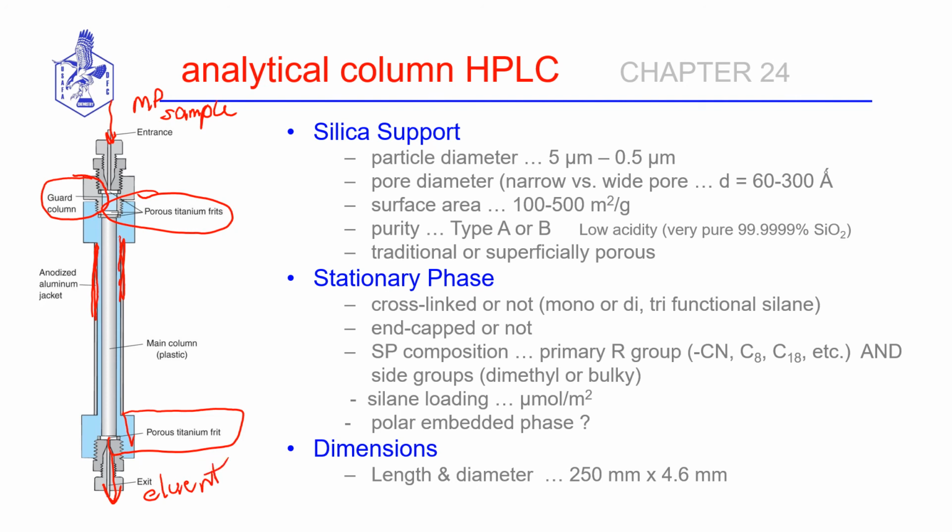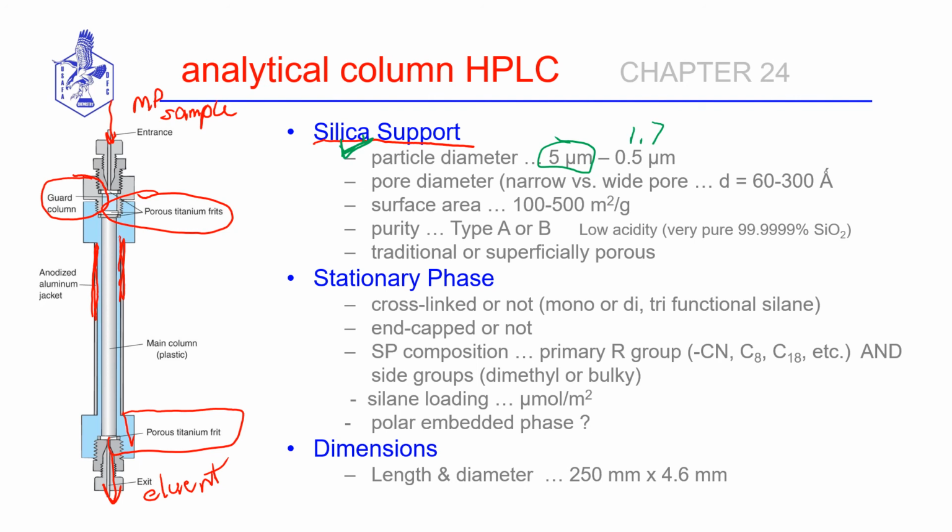Okay, so now, all of the choices we have regarding the materials and the type of column. First of all, starting with the silica support. What kind of silica are we going to use? We have to choose the diameter of the particles. Okay. Most common, they're 5 microns in diameter, but they can go as low as 0.5 microns, 1.7 being probably the most common low-end particle diameter.